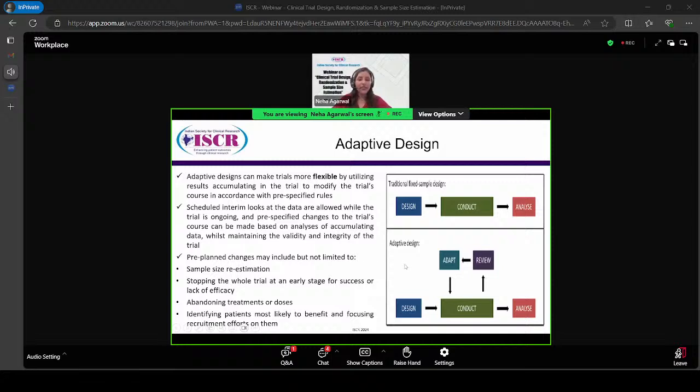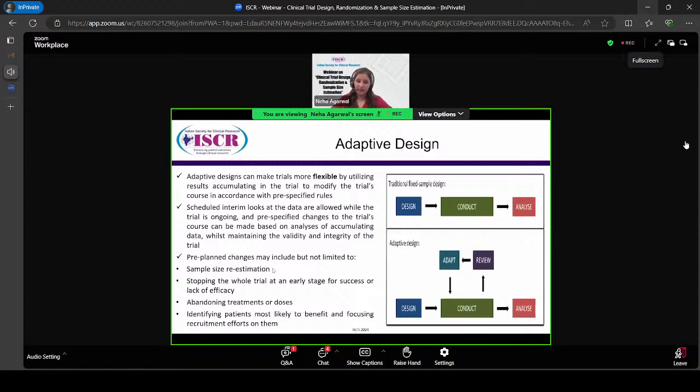So adaptive designs allow you to look at the data while the trial is ongoing and make those changes while you're accumulating that data. But we have to remember that the validity and integrity of the trial has to be maintained. So these are basically pre-planned changes. For example, if you define upfront in the protocol that sample size re-estimation is done, then when you conduct the study, you can do the blinded sample size re-estimation and you might increase the sample size.